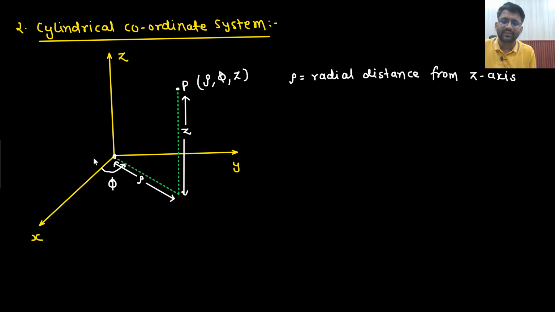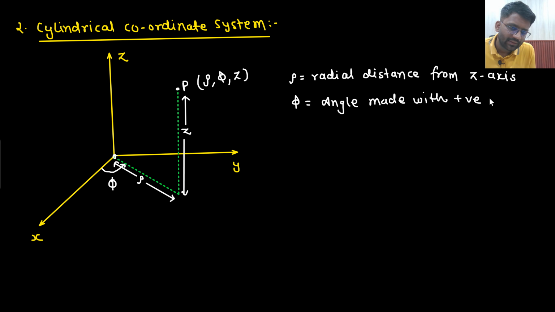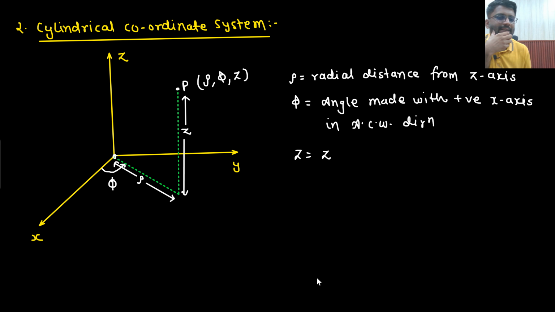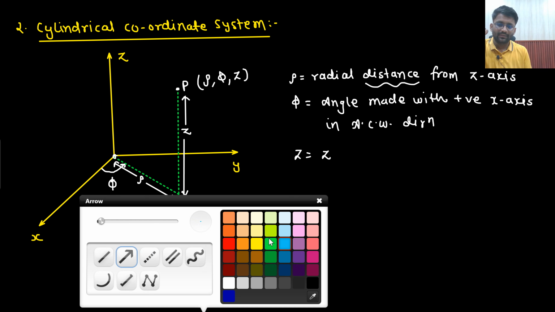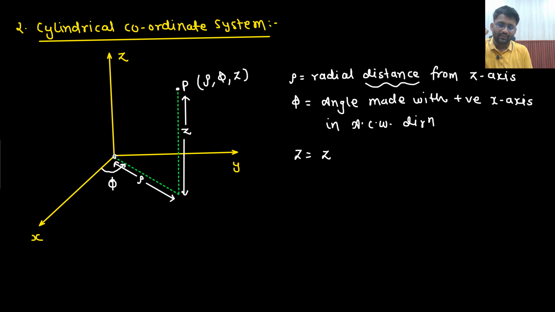Rho is the radial distance from the z axis. What is phi? Phi is the angle made with the positive x axis in the anti-clockwise direction. Right? And what is z? Z is z only. Z is the distance. What could be the value of rho? Rho is the radial distance from the z axis. Rho here, rho here, rho here, rho in this manner.